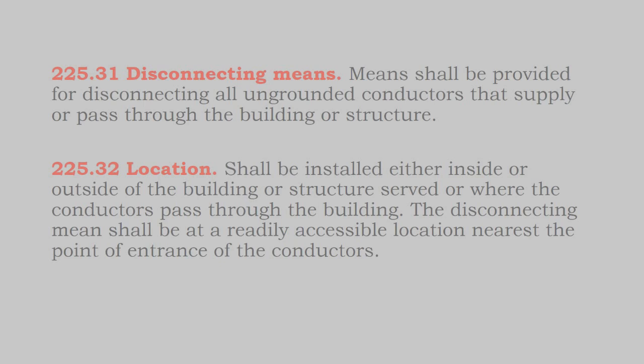Definition of disconnecting means: means shall be provided for disconnecting all ungrounded conductors that supply or pass through a building or structure. So the question is, does your disconnect need to disconnect the neutral? The answer is no. In fact, sometimes you should not disconnect the neutral.